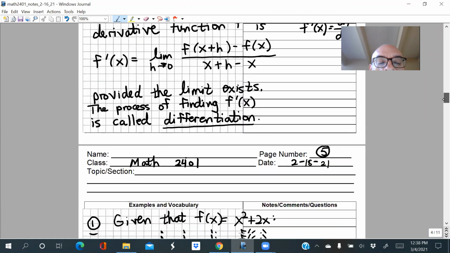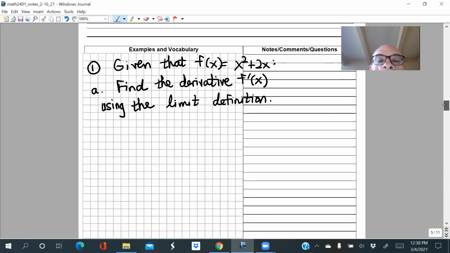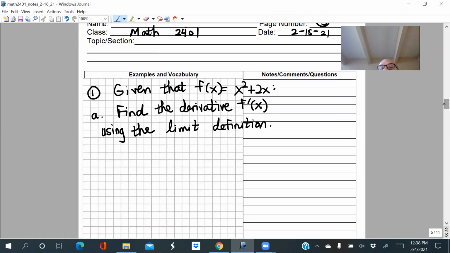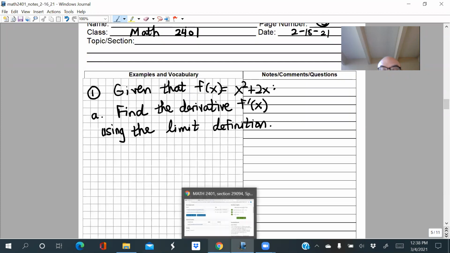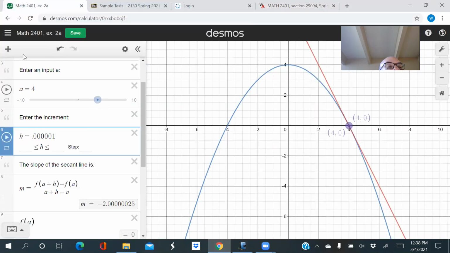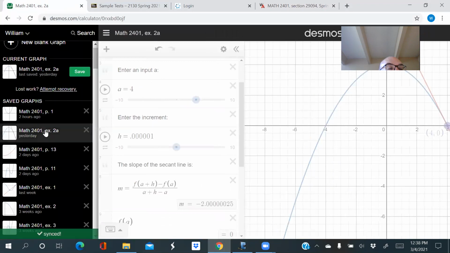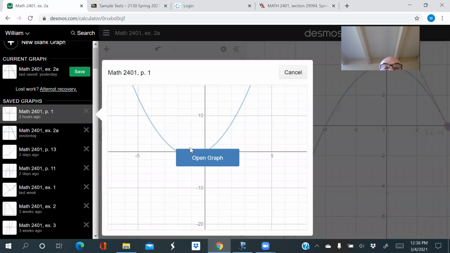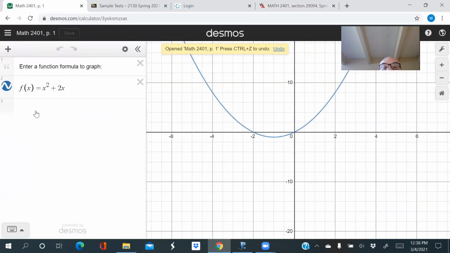All right, here's what I'm going to do. I'm going to start with a new function. Suppose we have the function x squared plus 2x. Let me see if I have that one graphed. x squared plus 2x. Is that it? Yeah. So there's the graph of x squared plus 2x.